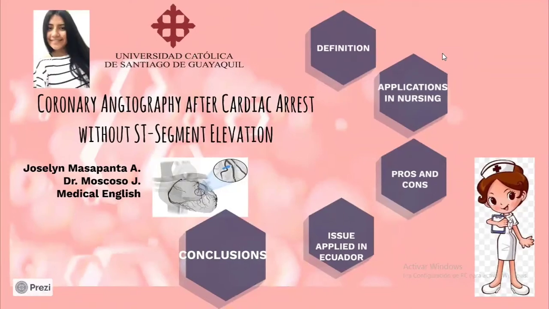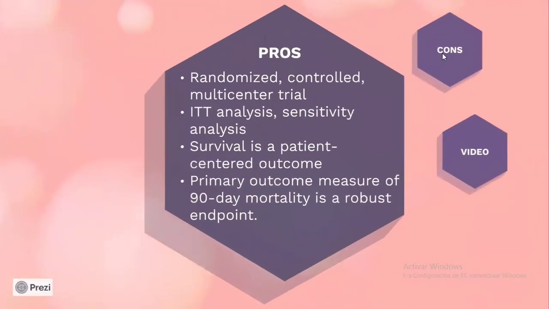Pros and cons. Pros: randomized control, multi-center trial, intention-to-treat analysis, sensitivity analysis. Survival is a patient-centered outcome. The primary outcome measure of 90-day mortality is a robust endpoint.